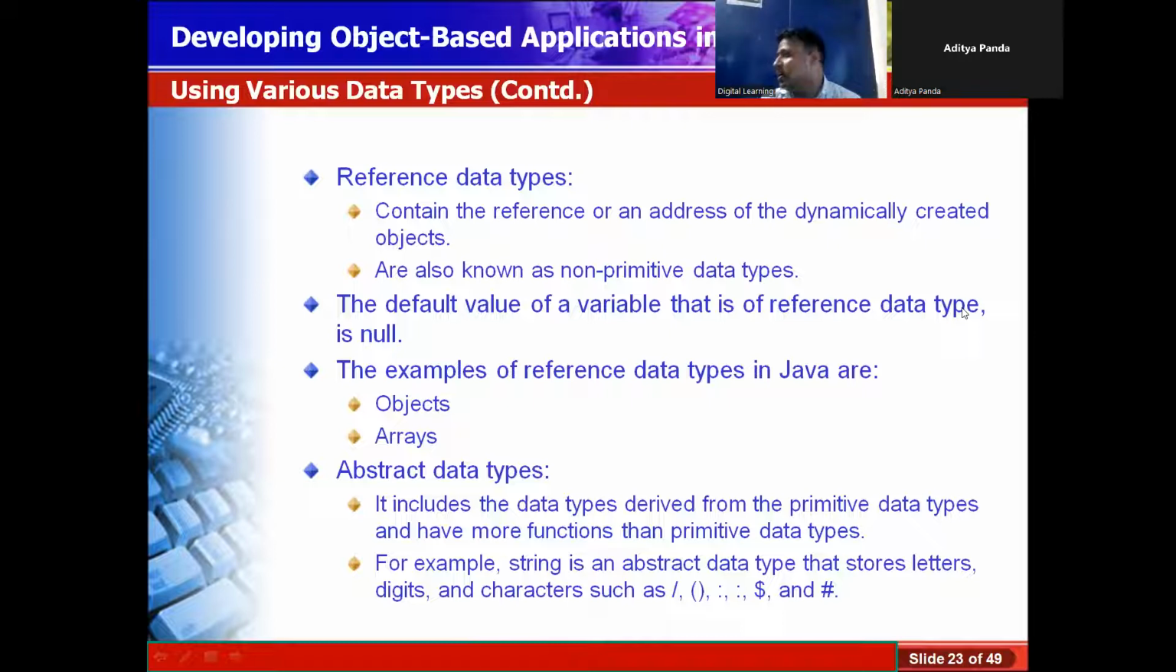It's just like the array. You can say the example of array or object. Array or object is called the reference data type. Default value of the variable of reference data type is null. Similarly, abstract data type includes the data type derived from the primitive data type. It means what?